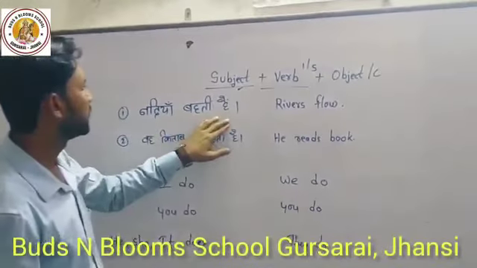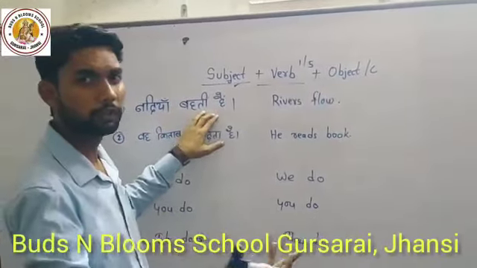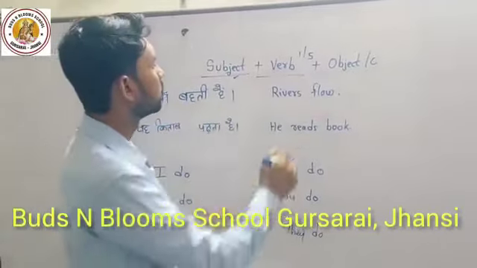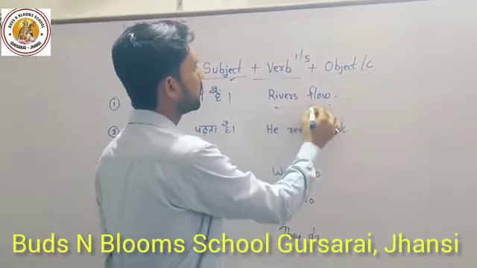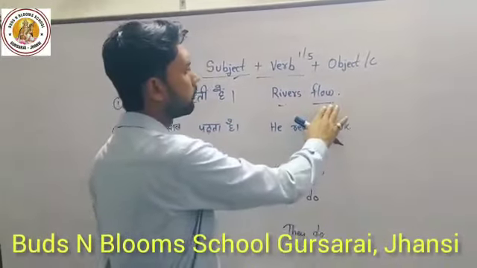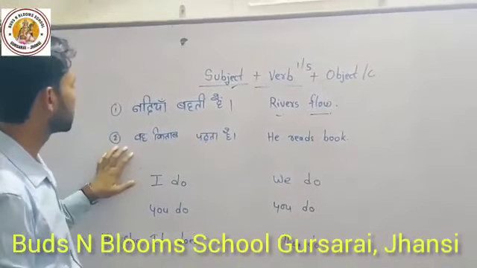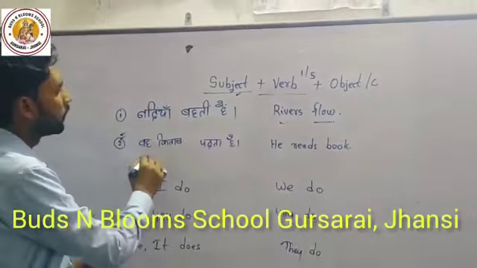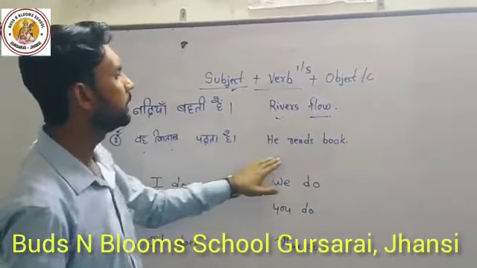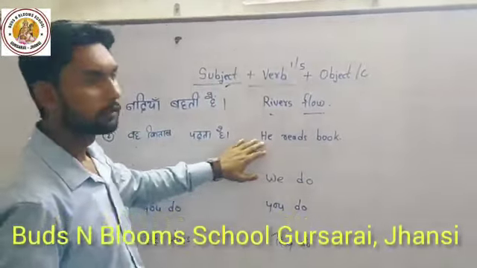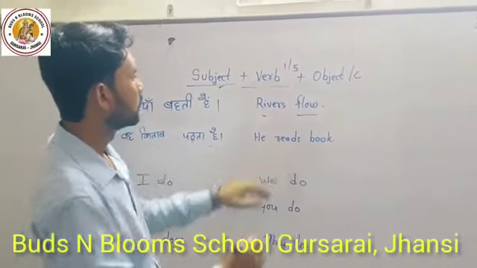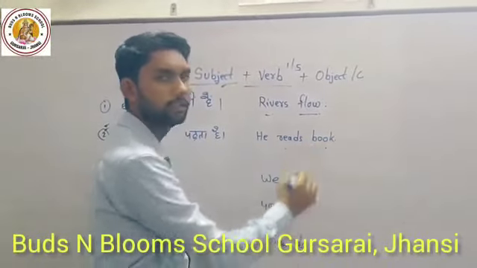Like nadiya behti hai, you know this is a kind of universal truth, nadiya behti hai. So river flows, the subject and verb, this is the first form or base form of the verb. And now come to the next one. वह किताब पढ़ता है. He reads. He subject and then verb, the fifth form of verb and then object.